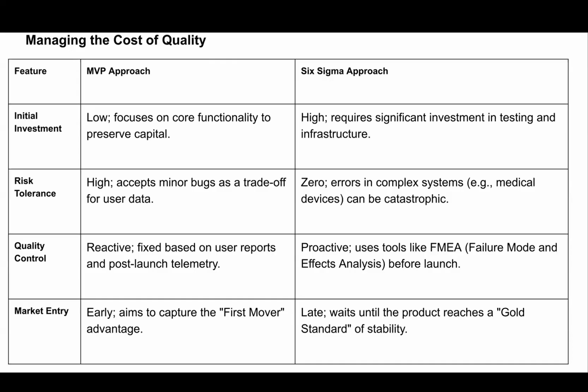Six Sigma, on the other hand, is very different. And this is where we're looking for an investment that's going to be very high. And that's because there's significant investment in testing and infrastructure. We hear this, for instance, coming from founders like from NVIDIA, where Jensen Huang is saying, we knew we were doing something very, very hard and we were going to get it right. And so this is not an MVP approach that he's describing for what NVIDIA is going for.